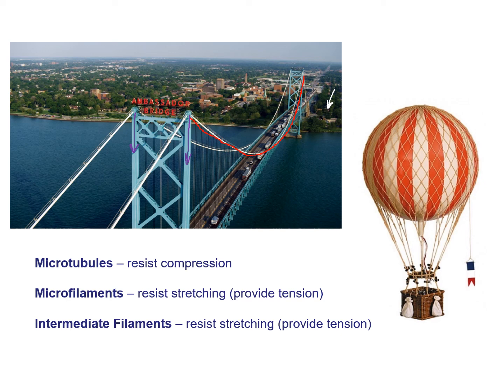Another example would be the old-timey balloon here. So we've got a hot air balloon, and it's within a net. And that net is resisting stretching. So it's providing tension to keep that balloon trapped. And in fact, that network that you see there is a lot like the network of microfilaments that are found under the membrane. So the only difference here is that that net is attached under the membrane in a cell.